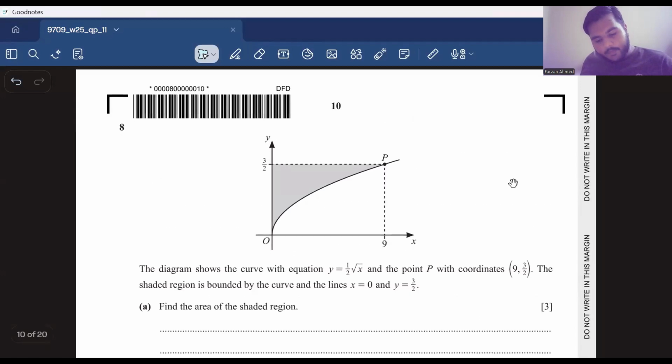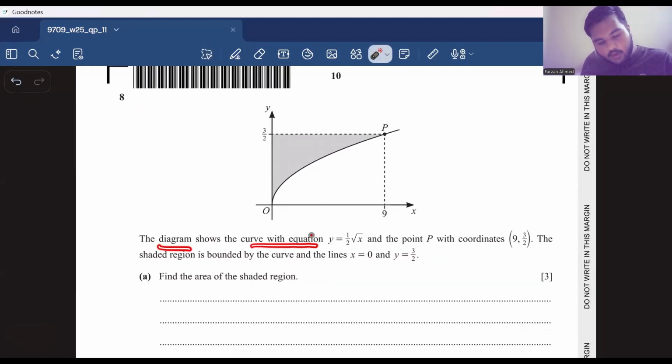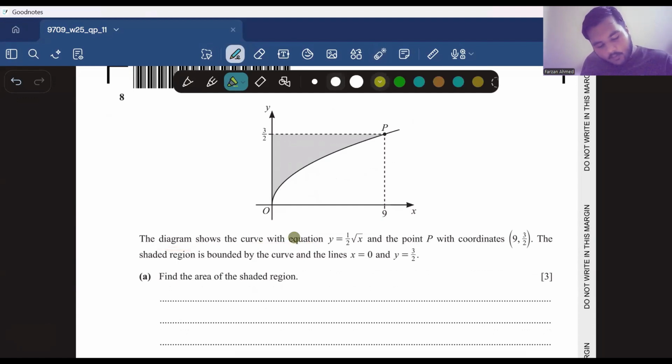In question number 8, they are saying the diagram shows the curve with equation y equals 1 upon 2 square root of x and the point P with coordinates. The shaded region is bounded by the curve and the lines x equals 0 and y equals 3 upon 2. We have to find the area of the shaded region.